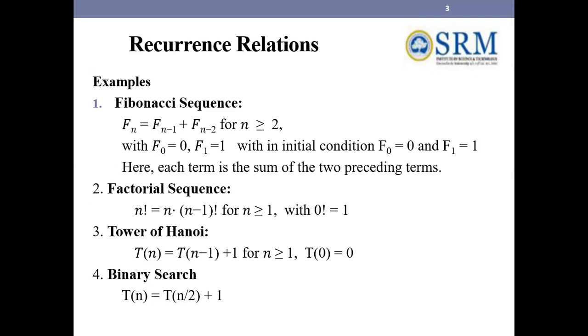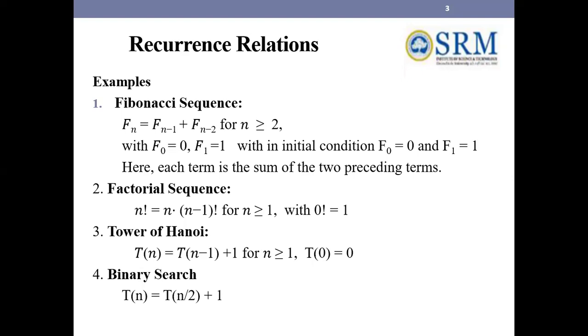So the relation can be derived as f of n is equal to f of n minus 1 plus f of n minus 2, where n should be greater than or equal to 2, because the first two initial values are already given, 0 and 1. So it starts from the third term, n more than 2. And here each term is the sum of the previous two numbers. This is the Fibonacci series. So by seeing the relations, we can understand what happens in the algorithm.